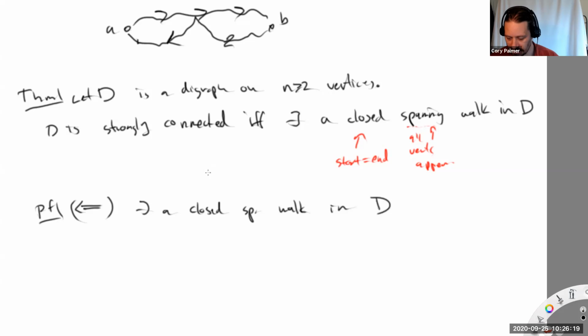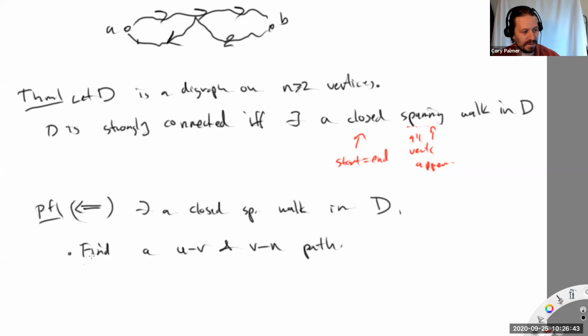And I want to convince myself that it is strongly connected. So why is it strongly connected? Well, we have to find a UV and a VU path for every pair of vertices. So find a UV and VU path. Okay, but that's easy, right?